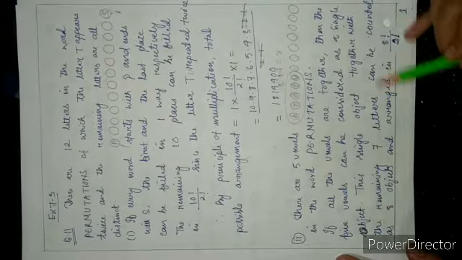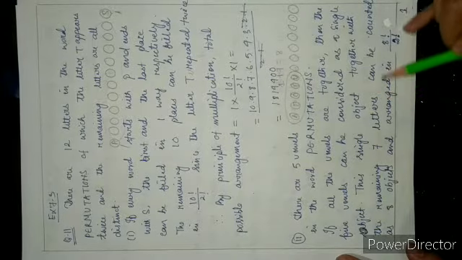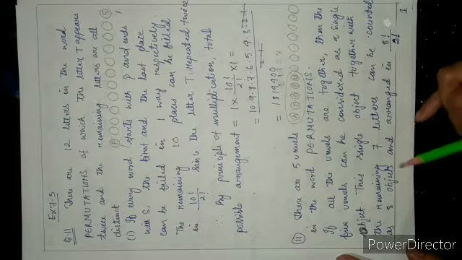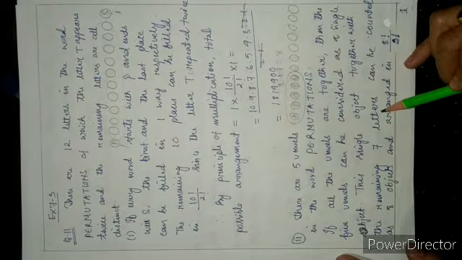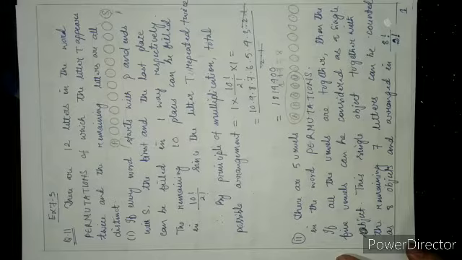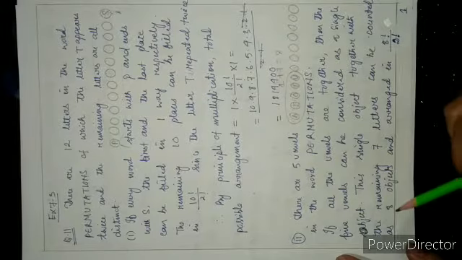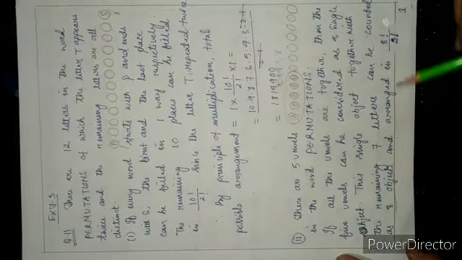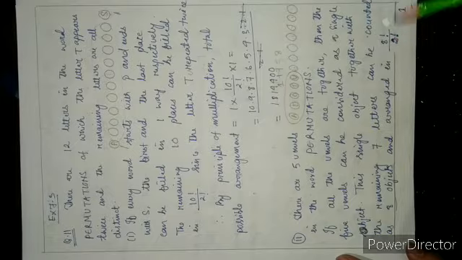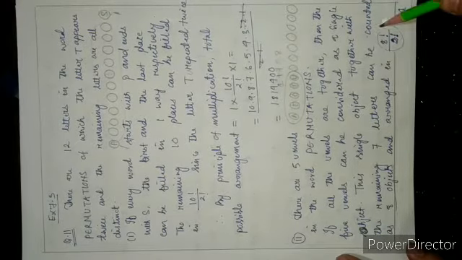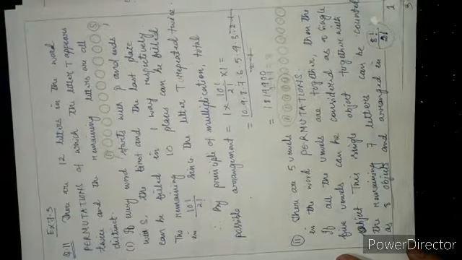This single object together with the remaining 7 letters can be counted as 8 objects. These 8 objects can be arranged in 8 factorial by 2 factorial, divided by 2 since the letter T is repeated.